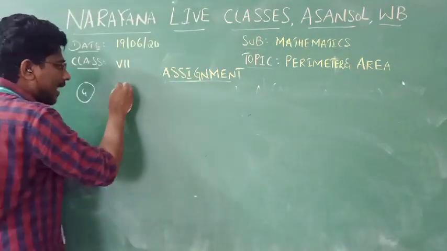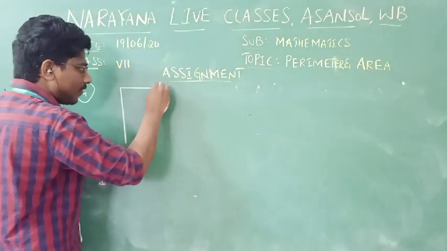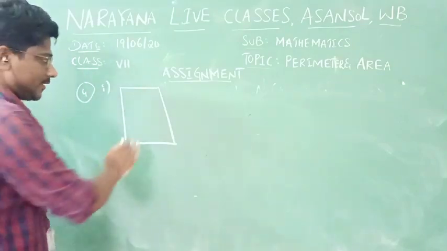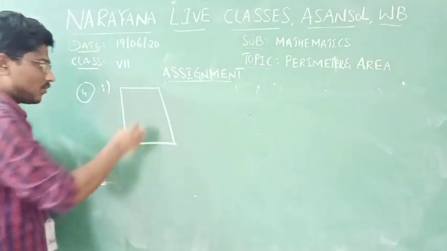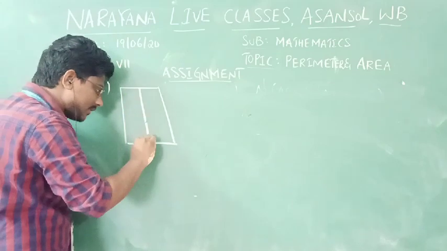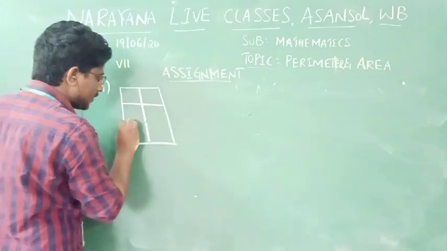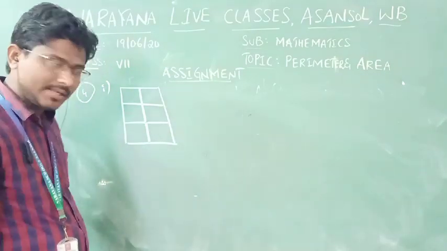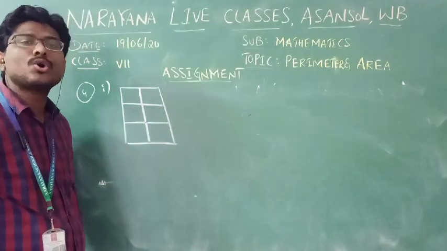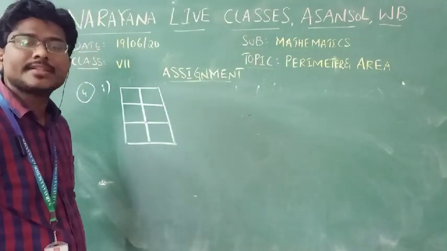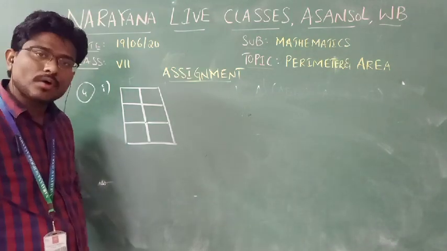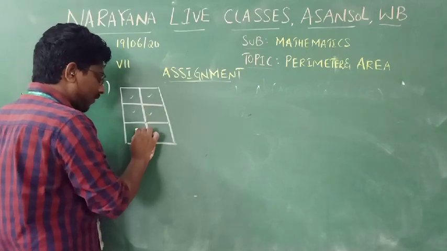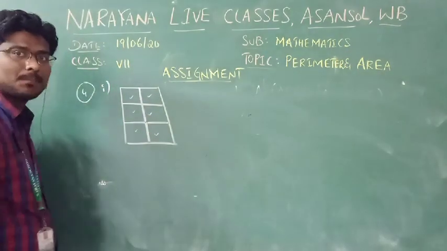Now here I have these diagram-oriented questions. The first polygon is one rectangle. The rectangle is divided into 6 parts. The question says each part is congruent, that means each part is equal in area. So here 1, 2, 3, 4, 5, 6, 6 equal parts are there.